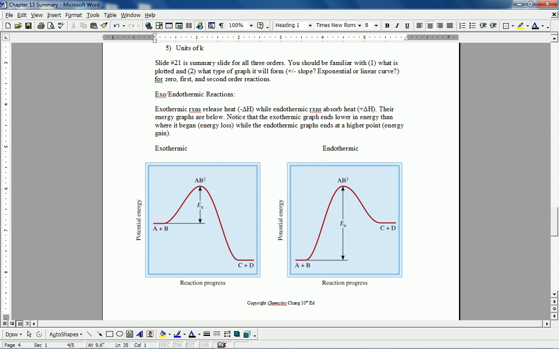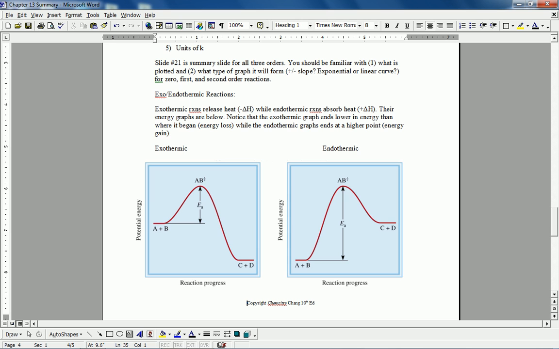A and B are your reactants, C and D are your products, and you can see energy-wise you have a lower level of energy down here on this exothermic graph than what you began with, because you've actually lowered your energy, or lost energy. Over here you can see in the endothermic graph that you have C and D at a higher energy level than A and B were, and so that means that you have more energy than what you started off with, and that means you must have gained energy. And again, that's what endothermic reactions do.